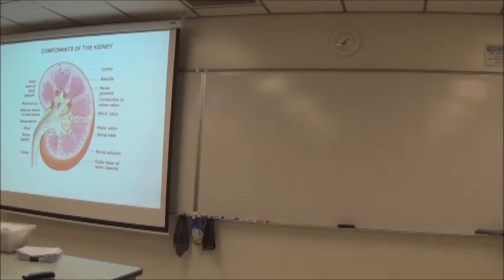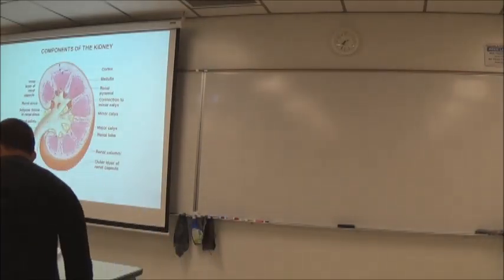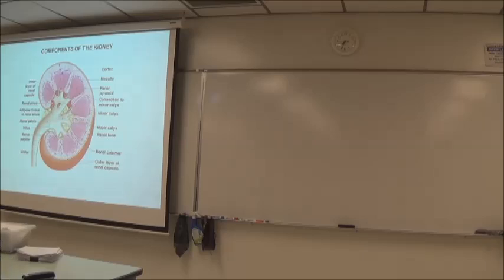So the minor calyces join together to form a major calyx. This is just looking at the tip of a pyramid, the papillae, straight on. That's what that's showing there. And the major calyces join to form the pelvis of the ureter.